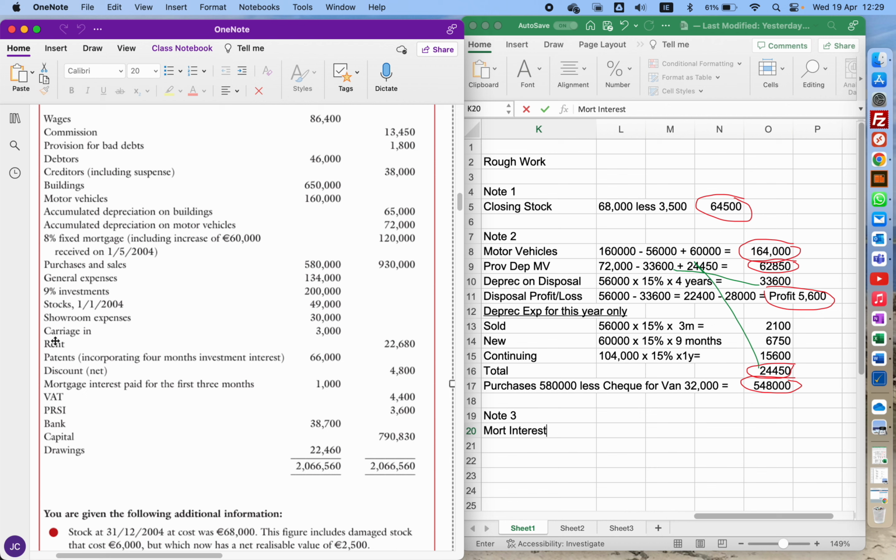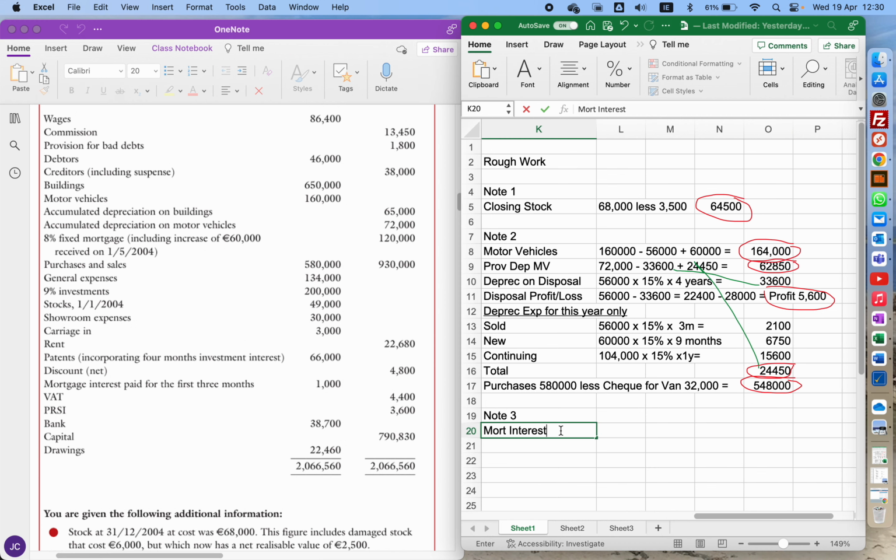It says I'm looking for my mortgage here, an 8% fixed mortgage, including an increase of 60 grand, giving me a total of 120. So that means I had two mortgages. One was for 60 and the new one for 60. So the mortgage interest is going to be the old one, 60 grand times 8%, plus the new one times 8%, and that one I would have had for how many months? I got that on the 1st of May, so it's 8 months.